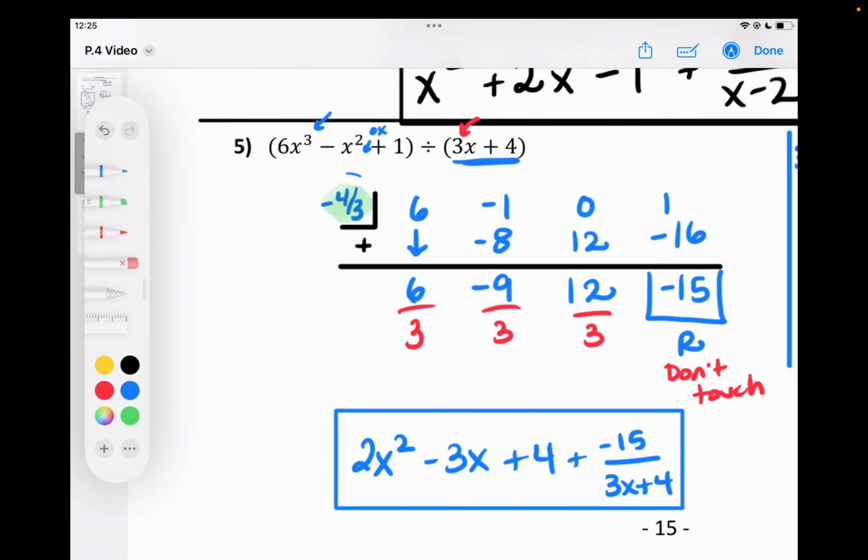Now, one way to double check that you remembered to divide properly is to multiply the 2x squared right here. Let me use a different highlighter. If you multiply this 2x squared by your first term right here, by 3x, you should end up with 6x cubed like we did. And if you really wanted to, you could multiply this, which is called the quotient, by the divisor, and then just add your remainder in at the end, and you'll end up with this final answer. So there are ways to double check that you've done it right. And that's it. That is the process to divide when you have a coefficient in front.